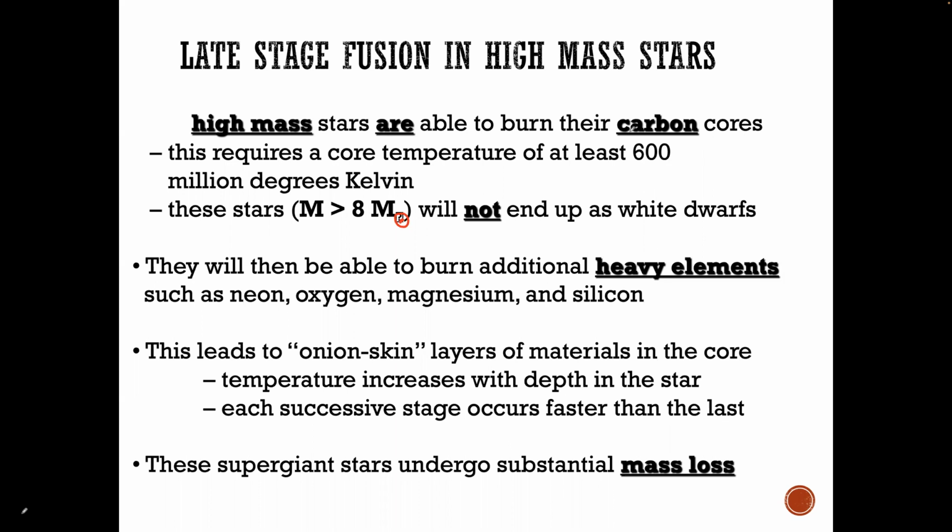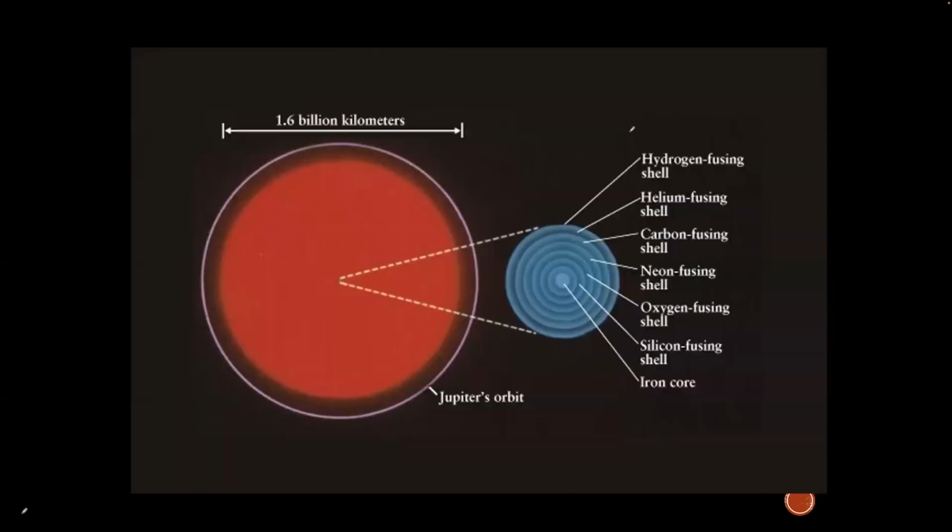Now, as a result of this, you will have an onion skin layer of materials in the core region, right? And when the temperature increases with the depth in the star, the successive stages will occur faster, and then you will have more heavier metals. Right? And so this is the onion skin layer that I am talking about.